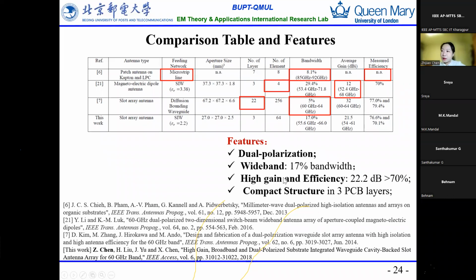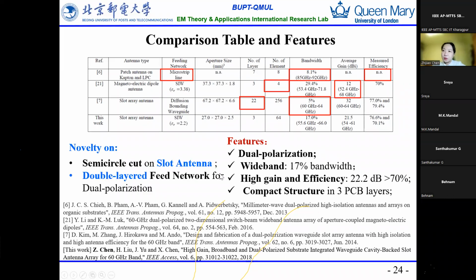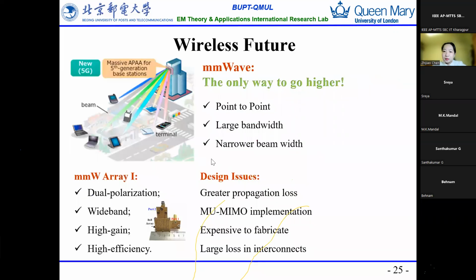So the features are depolarization, wideband, high gain, high efficiency, and a compact structure with only 3 PCB layers. We also did some investigation on novelties: the semicircle cuts on the slot antenna and the dual layer feed network for the depolarization. So we propose this antenna to synthesize depolarization beams on both sides.